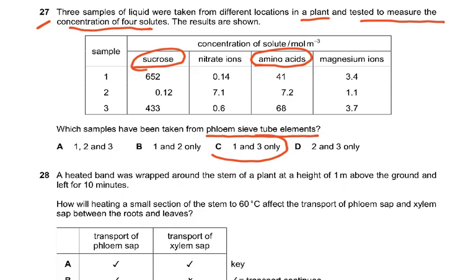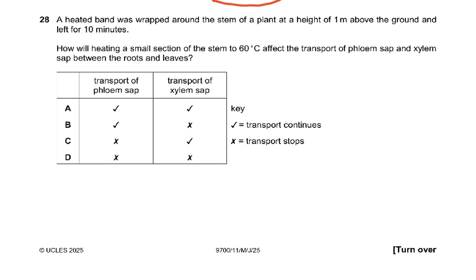So that is why the answer to this is, you see this 2 is showing 0.12 sucrose. That doesn't make sense. Phloem would have a lot of sucrose and amino acids. So that is why question number 27, the answer is C. Then question number 28: a heated band was wrapped around the stem of a plant at a height of 1 meter above the ground and left for 10 minutes. A heated band. How will heating a small section of the stem to 60 degrees affect the transport of phloem sap and xylem sap between the root and leaves?